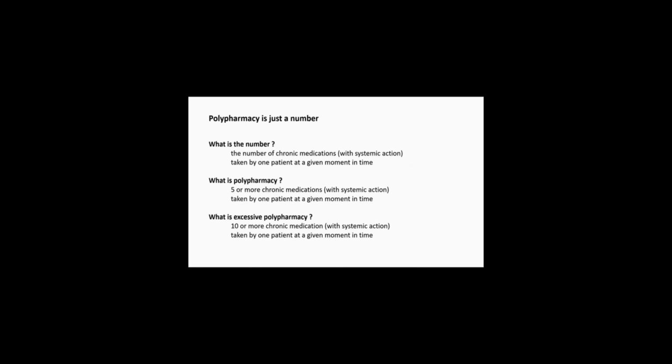Polypharmacy is just a number, and there are many ways to define that number. The most used in the literature is the number of chronic medications with systemic action, so not the eye drops and the ointments and the gels, but chronic medications with systemic action taken by one patient at a given moment in time. If the person takes 5 or more chronic medications with systemic action, then he is subjected to polypharmacy, and excessive polypharmacy is 10 or more medications in one patient at a given moment.